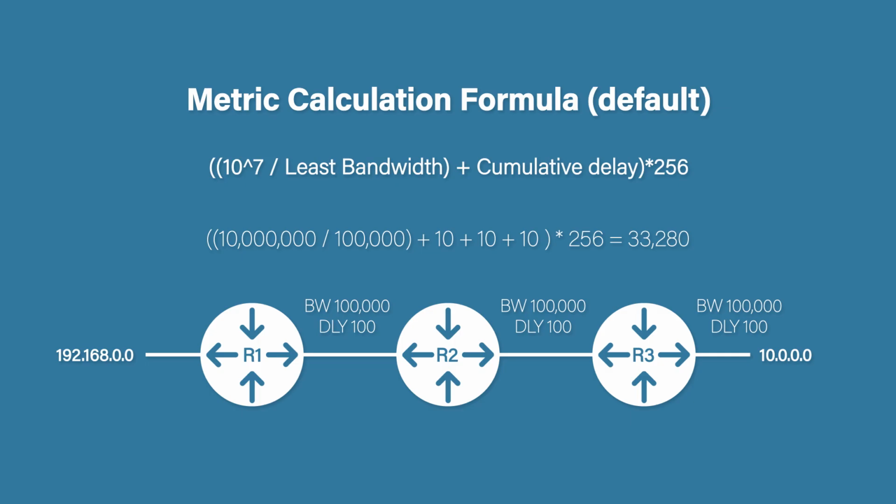It's also worth knowing that bandwidth and delay can be changed manually to influence the metric calculation. Now, why would you want to do that? Well, as you'll see in a minute, we can adjust the metric and force the traffic to go down the route we actually want it to.